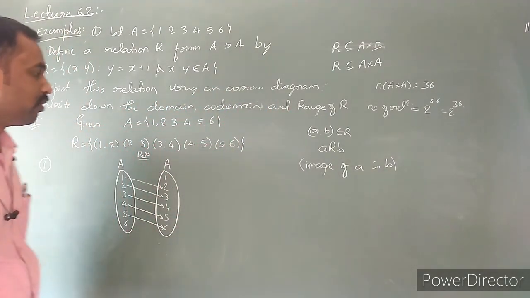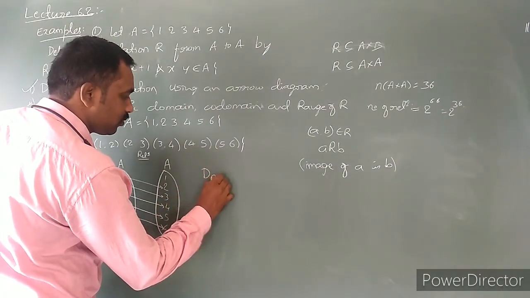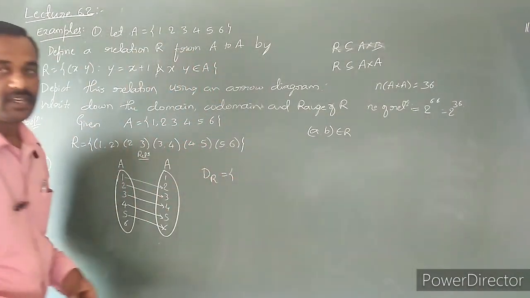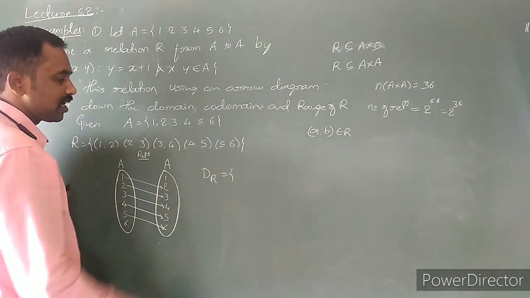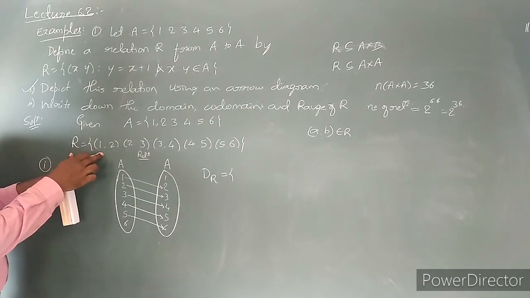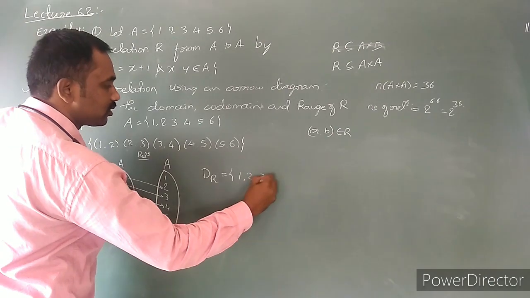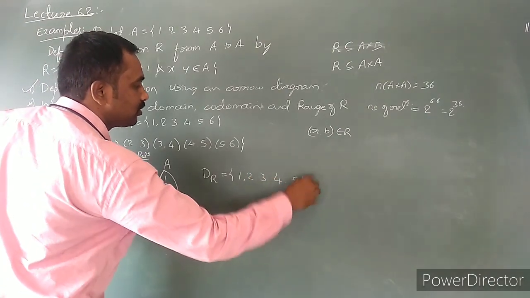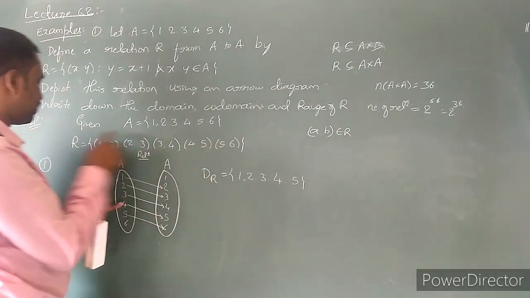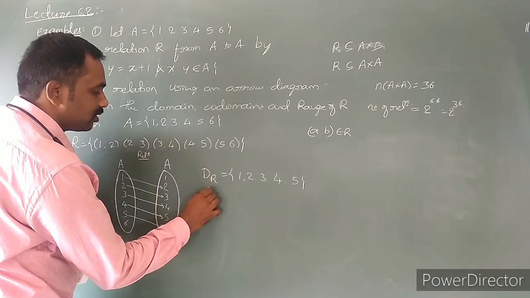Depict this relation using the arrow diagram, okay, over. Next we need to learn the domain of the relation. What is the domain of the relation R? The first elements of the ordered pairs: 1, 2, 3, 4, 5. This is our required domain of the relation. The first element of the ordered pair of the relation is called the domain. Domain is clear.